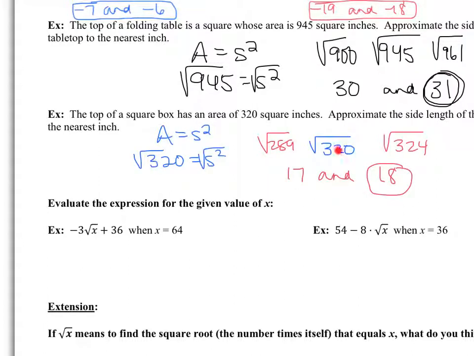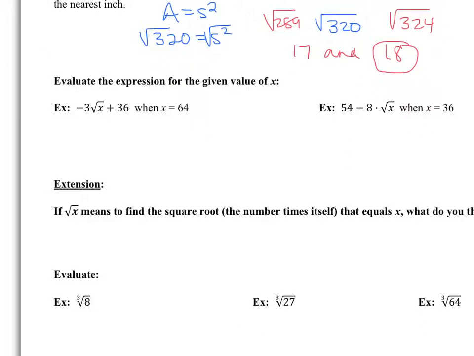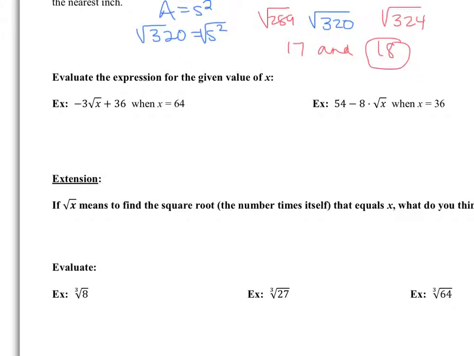So the square root of 320 falls between the square root of 289 and 324, which are 17 and 18, but it would be far closer to 18. Down here, we're going to evaluate for the given value of x. So the first thing we're going to do, like always, is substitute. So negative 3 times the square root of 64 plus 36.